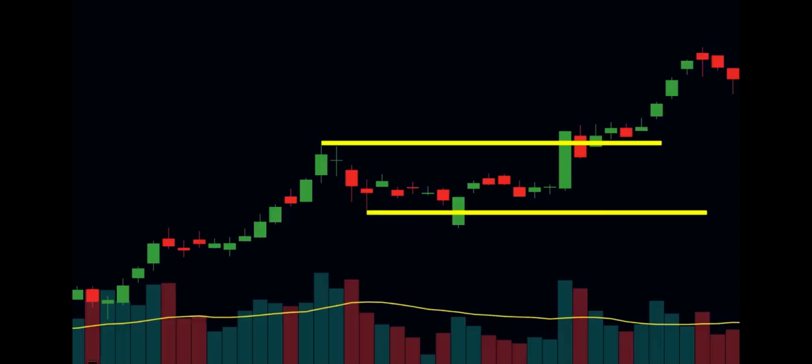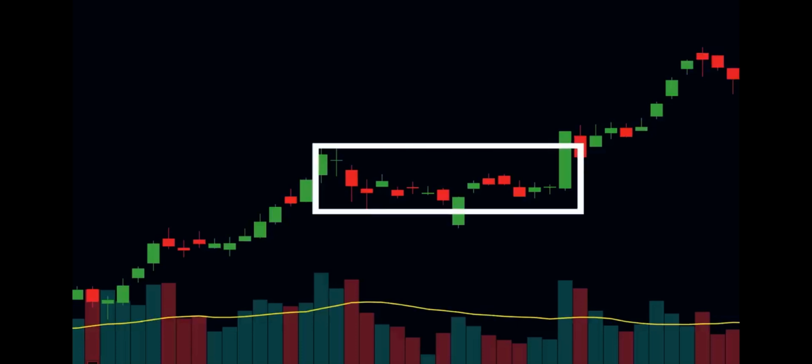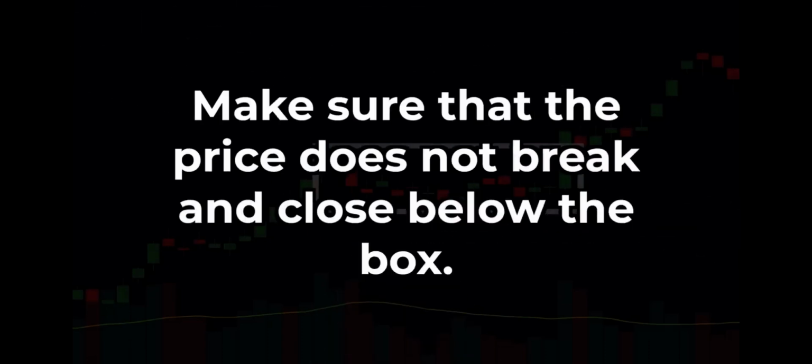So, we mark this low as the lower boundary. Now we have successfully created a Darvas box. All we need to do is wait for the price to break above the box to enter a buy trade. But make sure that the price does not break and close below the box.